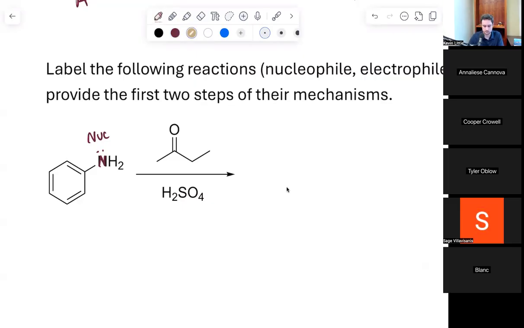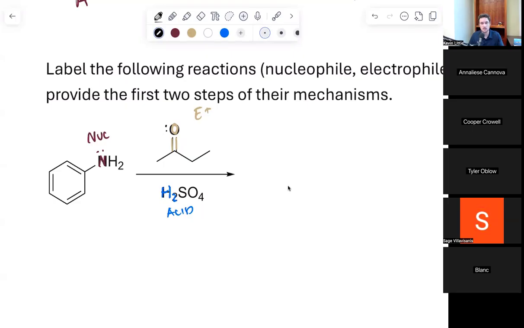Do I have an electrophile in this picture? Yes. It's the carbon attached to the carbonyl. Yep, carbon attached to the carbonyl. Perfect. And then I have a strong acid. So acids give protons. Acids make things positive. If I want my nucleophile and my electrophile to share electrons between each other, I want to encourage this reaction to happen.